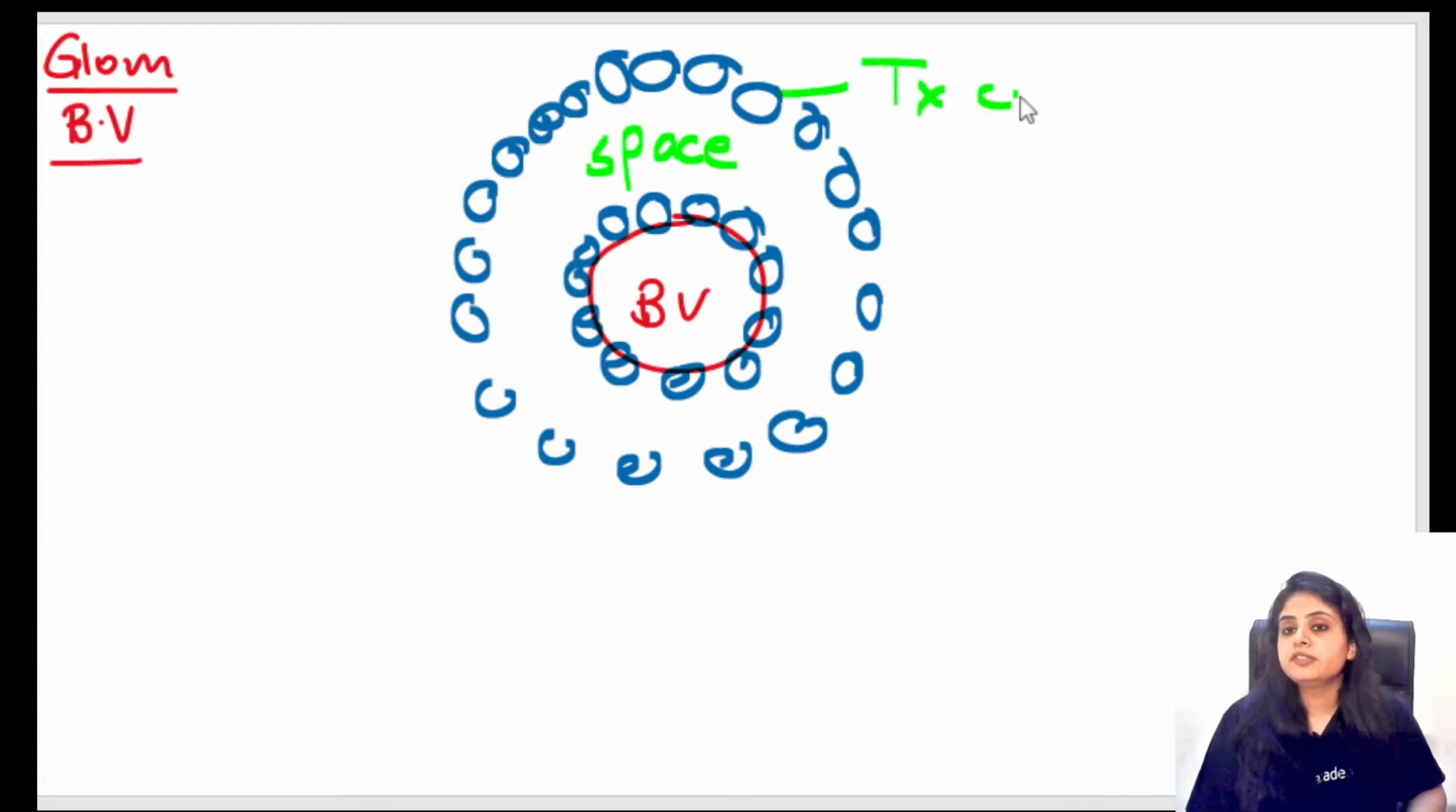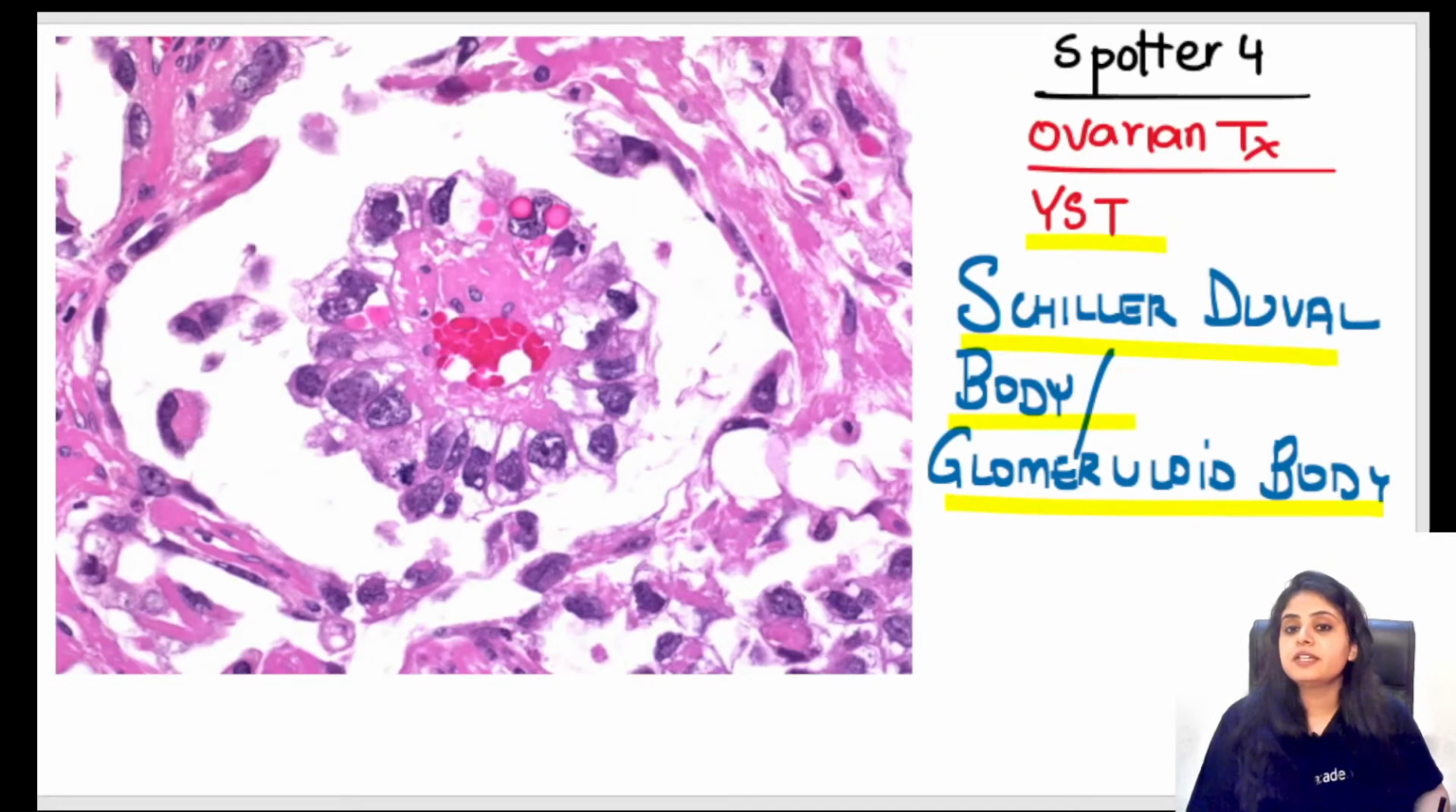This is also tumor cell. And this is also tumor cell. So simple. In the center you'll have a blood vessel. Then you'll have 2 rows of tumor cells with a space in between. Let's find it out over here.